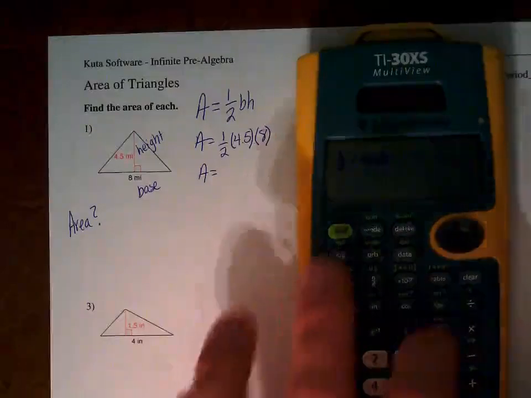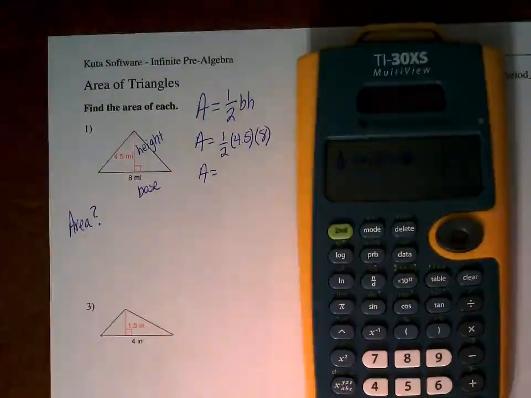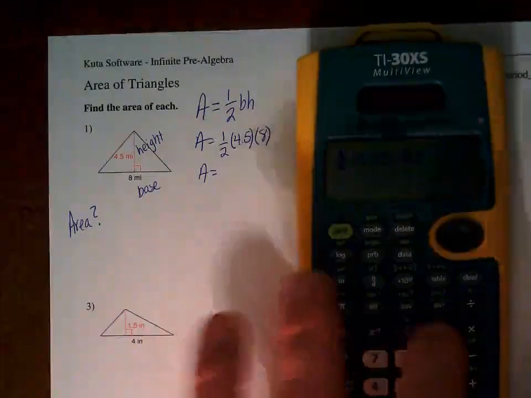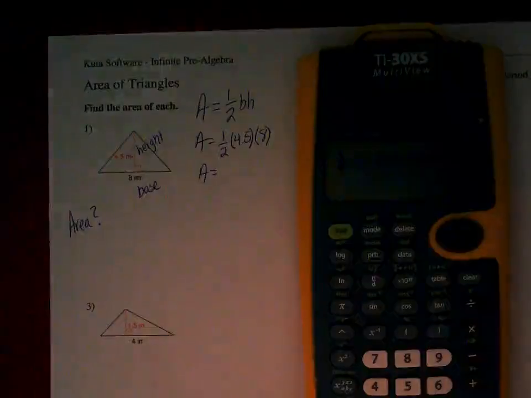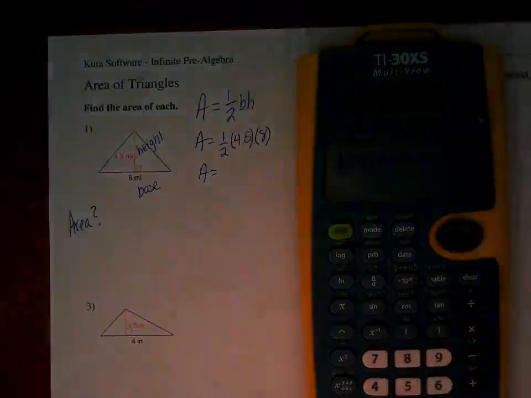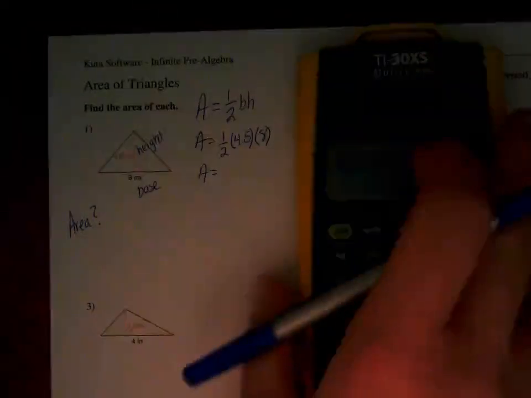I'm going to go 4.5, close my parentheses, put another parenthesis because that also means multiplication. And I'm going to go 8. I'm going to close the parenthesis. And in the end, it looks like I have 18. So my area, when I'm done and I move my calculator aside, is 18 square miles.